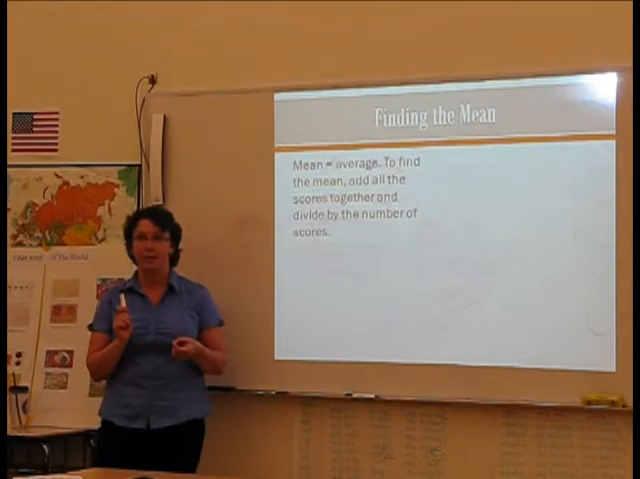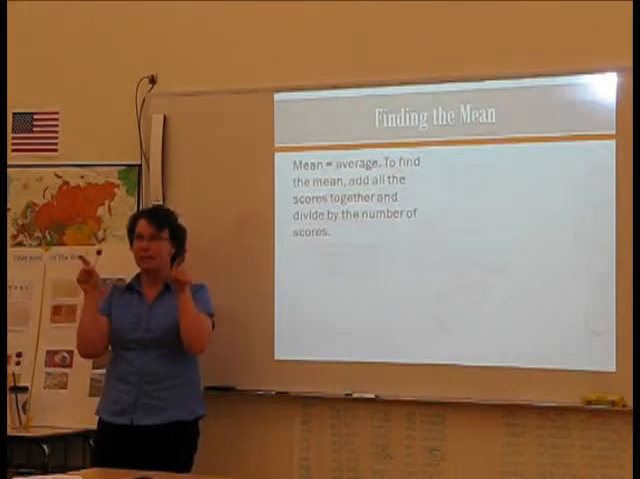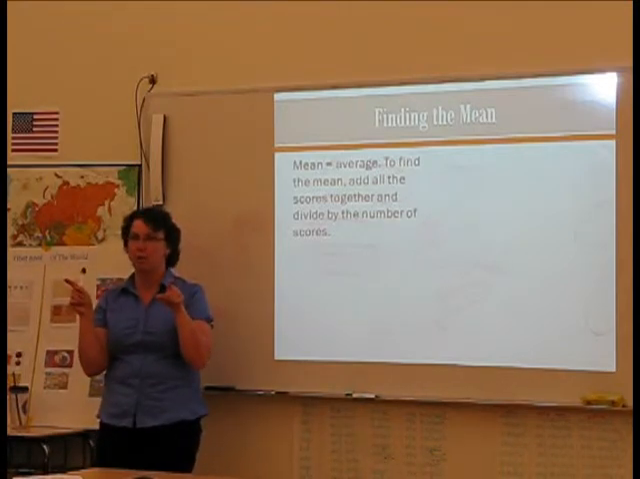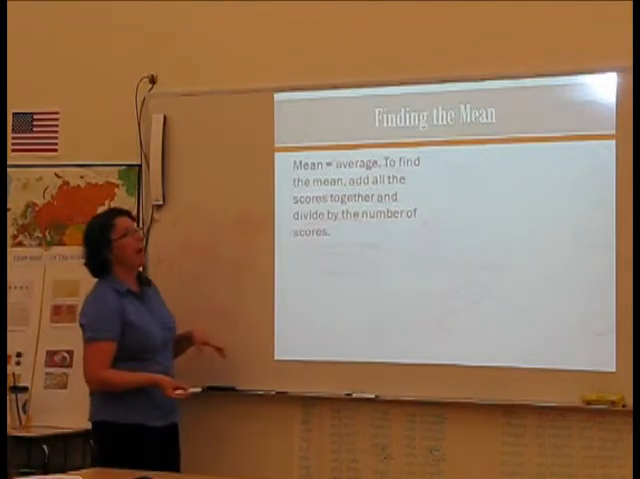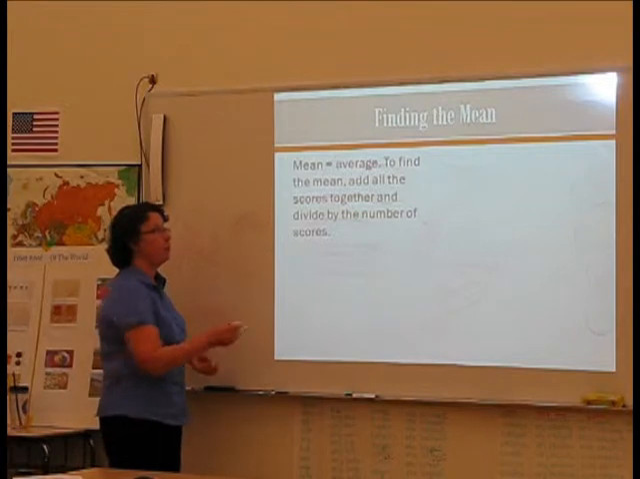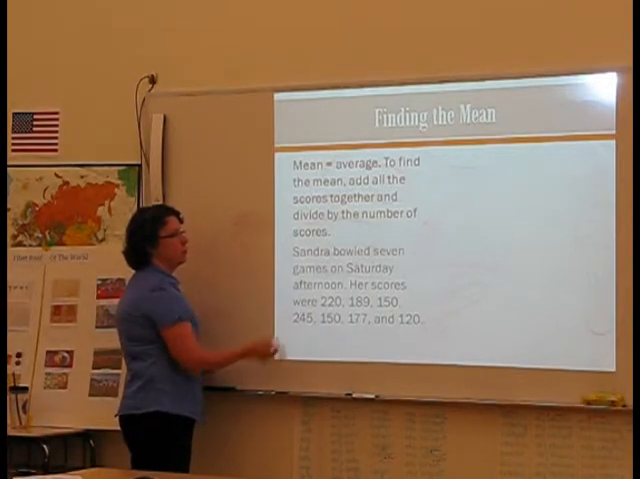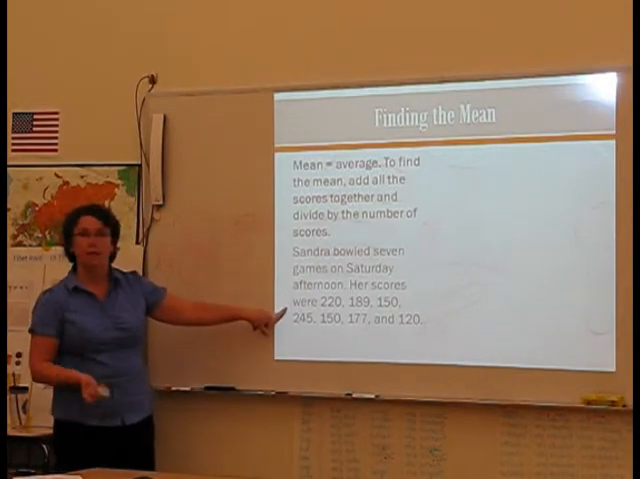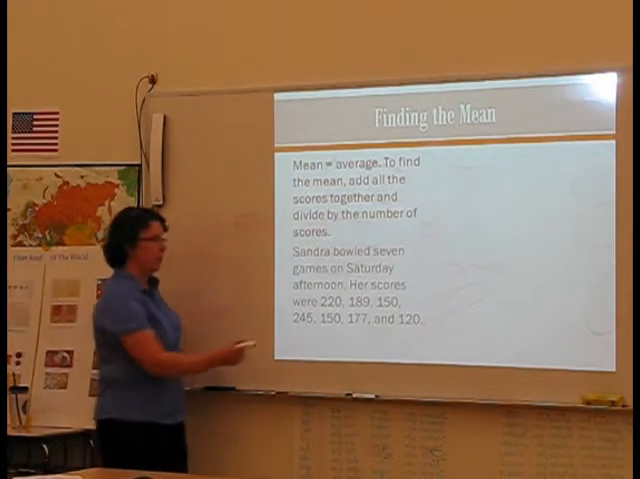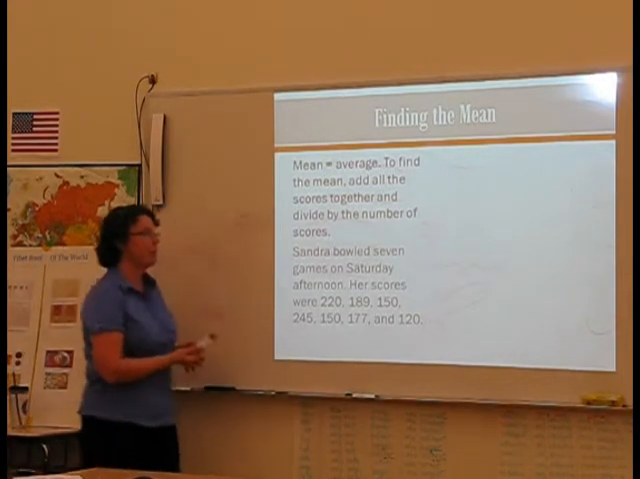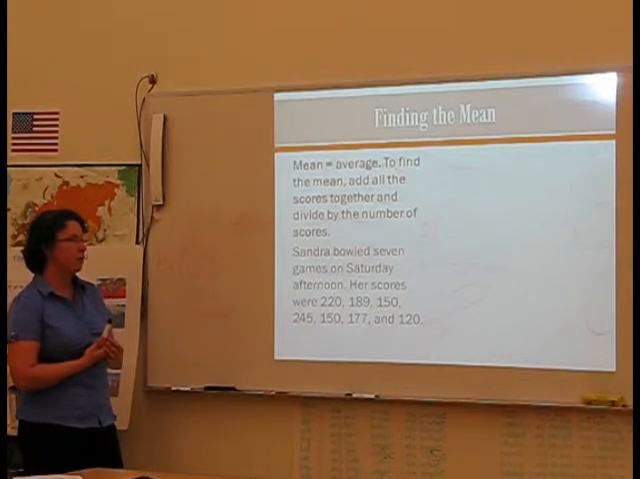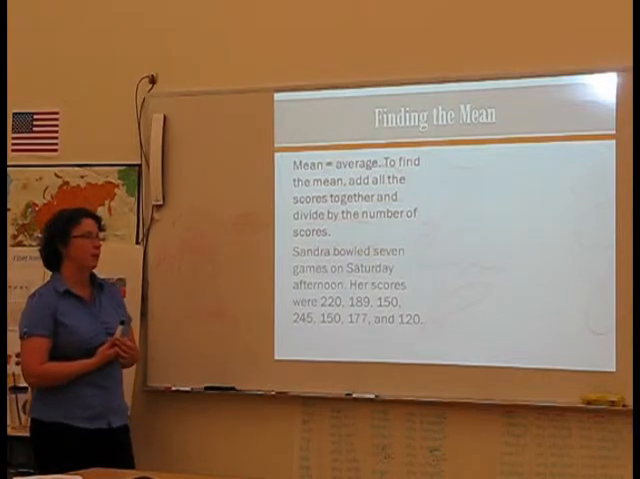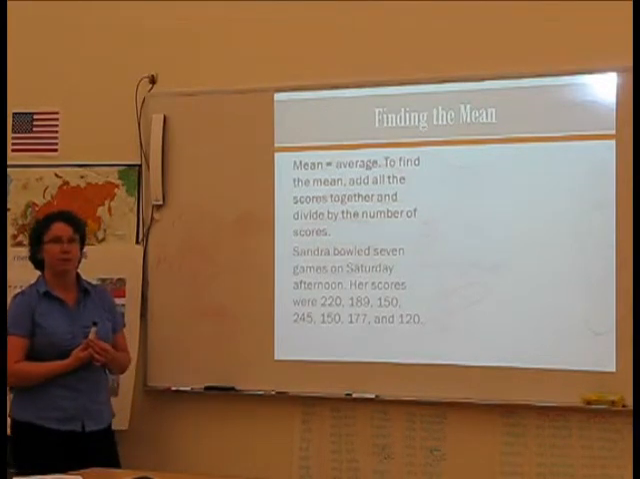And sometimes on the practice test, it'll tell you mean and then say average in parentheses. I just don't want you to count on it. I want you to know this word even if you don't see average. Okay, add all the scores together, all the values together, and divide by the number of scores. So Sandra bowled these. Let's get out your calculator. We're going to do a little fast finger again. Her scores were 220, 189, 150, 245, 150 again, 177, and 120.